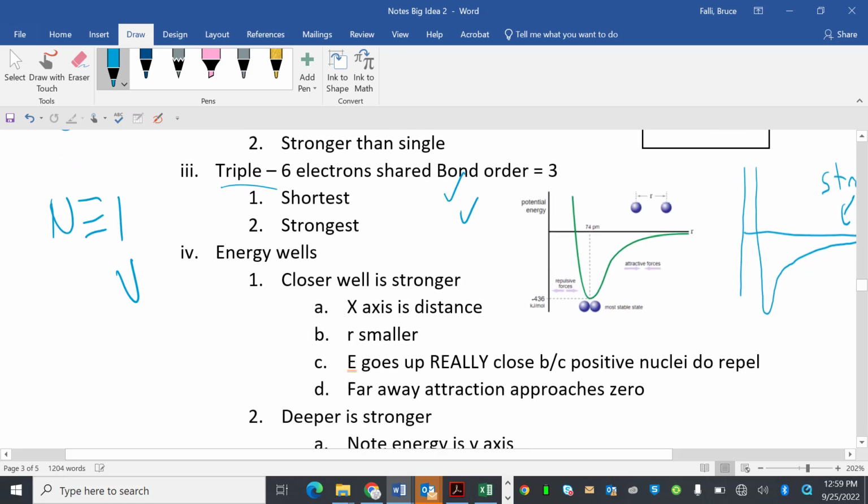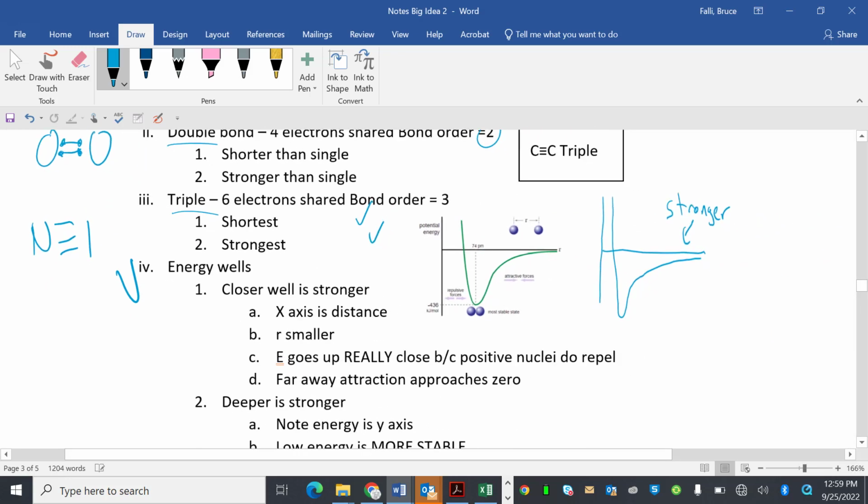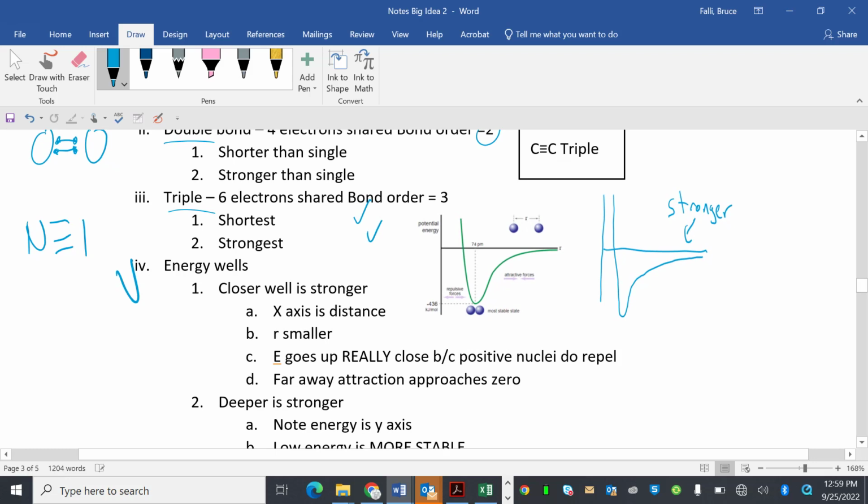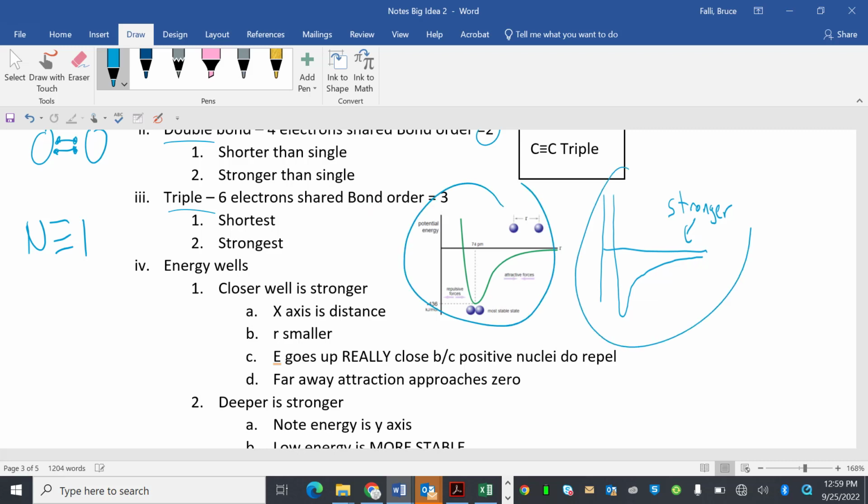All right, next thing I want to talk about is energy wells. So an energy well, and this picture has to be on your test. So this is a gots to know how to do it thing. This part right here compared to this part right here. This one is stronger. So notice how stronger is downer and lefter. Downer is a deeper well. Notice this is energy, and this is a negative value.